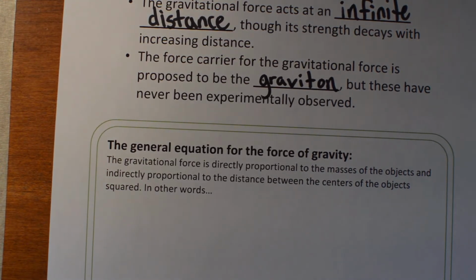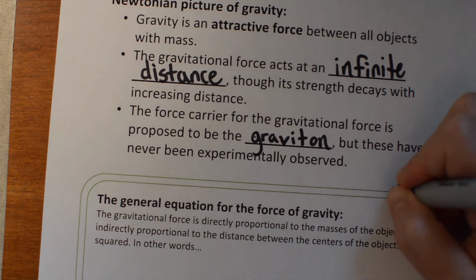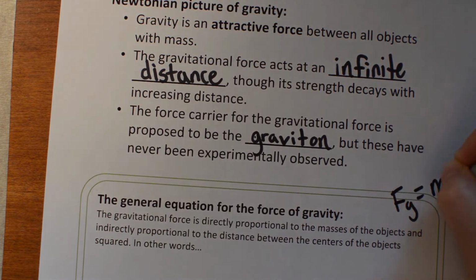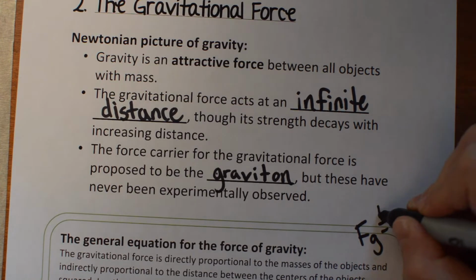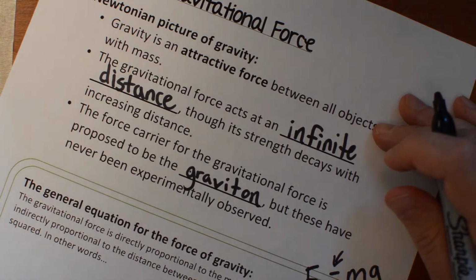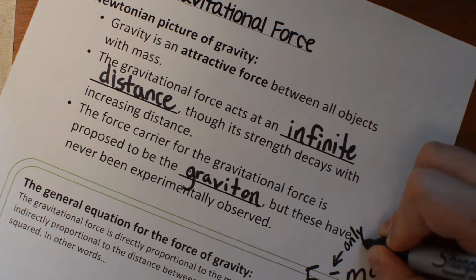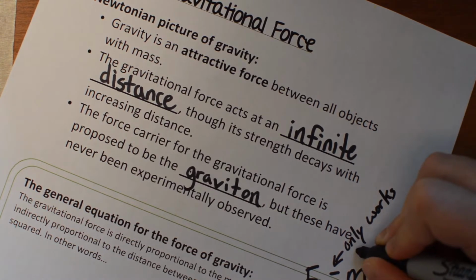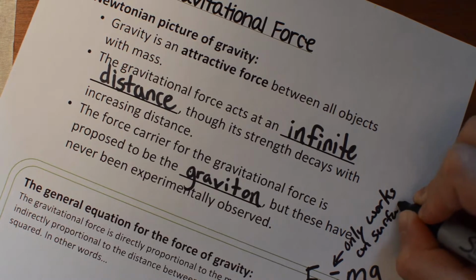Okay, so in class we've talked about a simple equation for the force of gravity, which is Fg = mg. But this only works on the surface of the Earth, or on the surface of any planet that you know g for. So this really only works on the surface of the Earth.